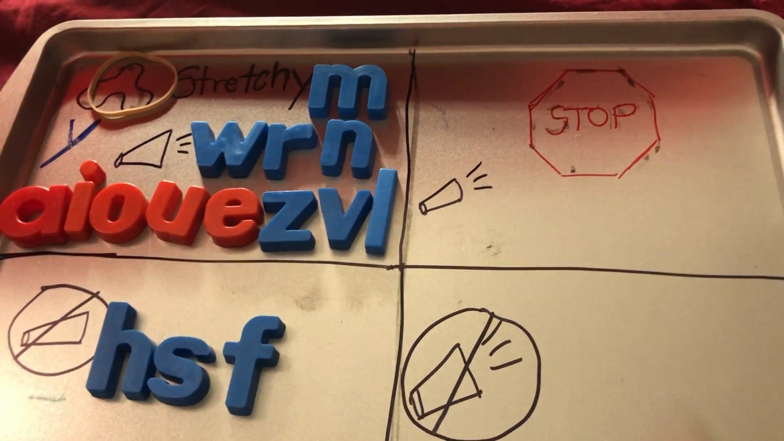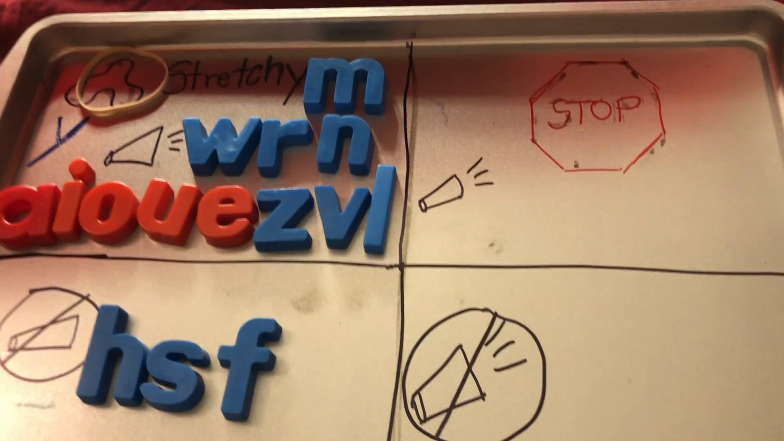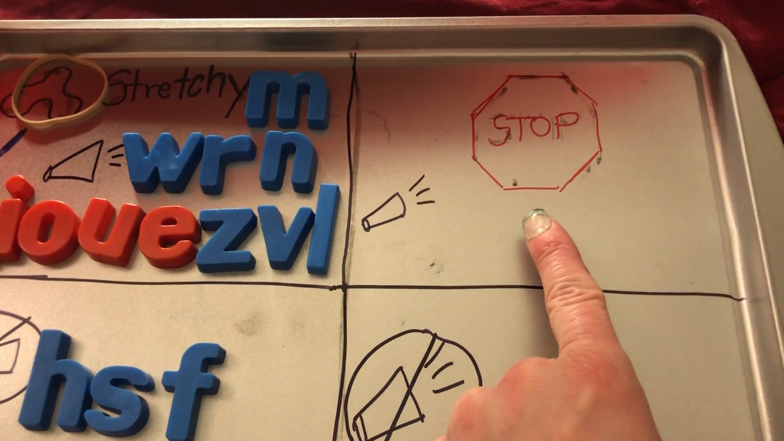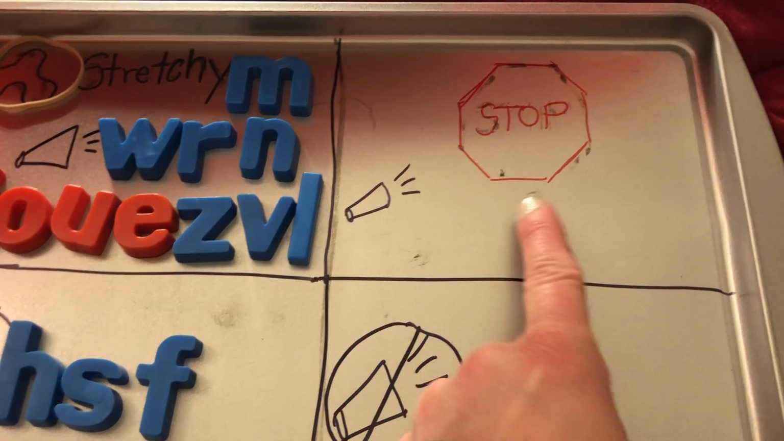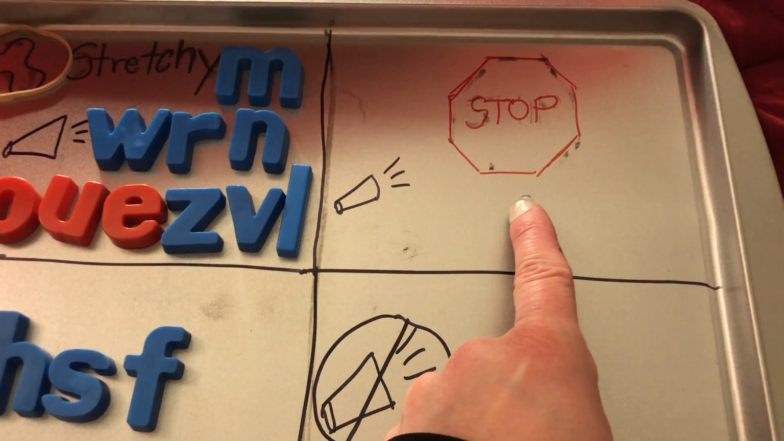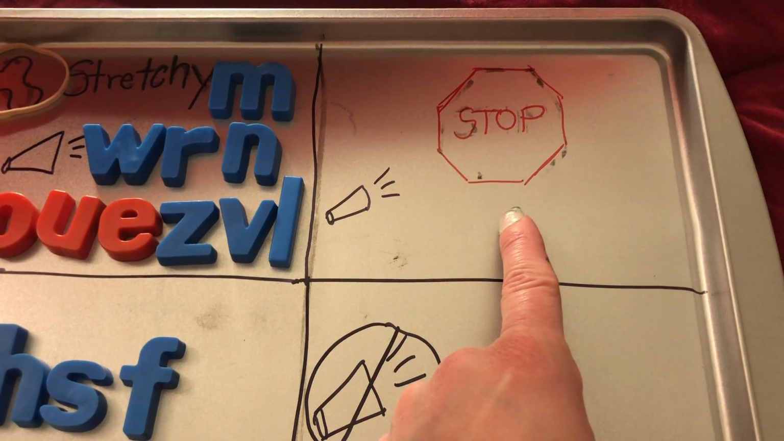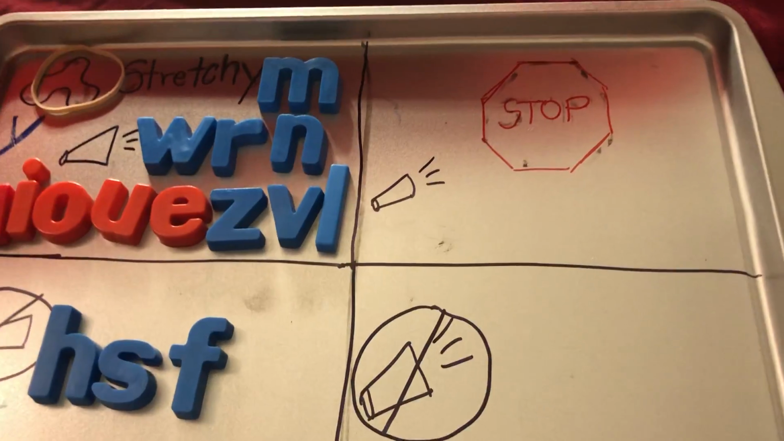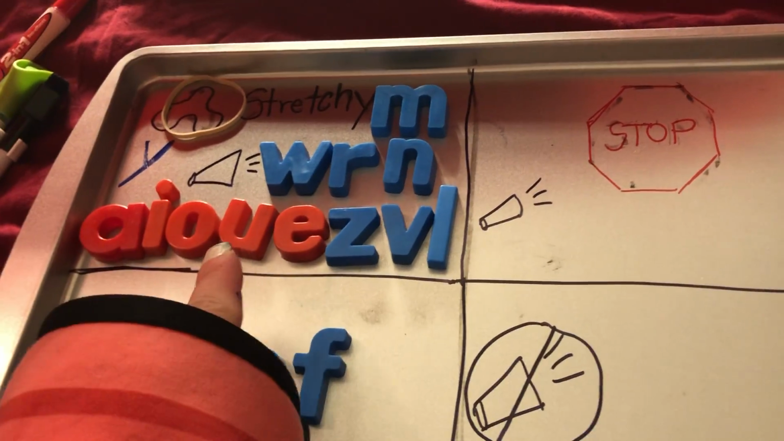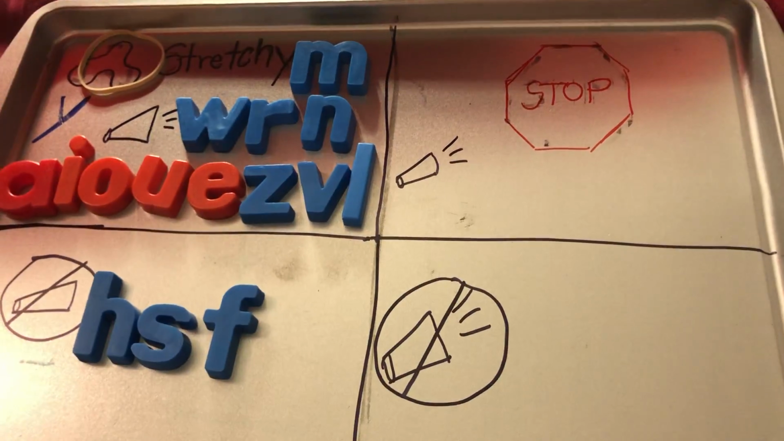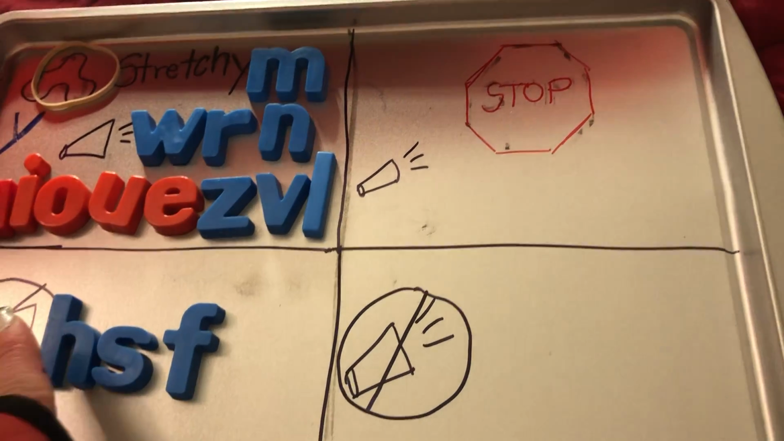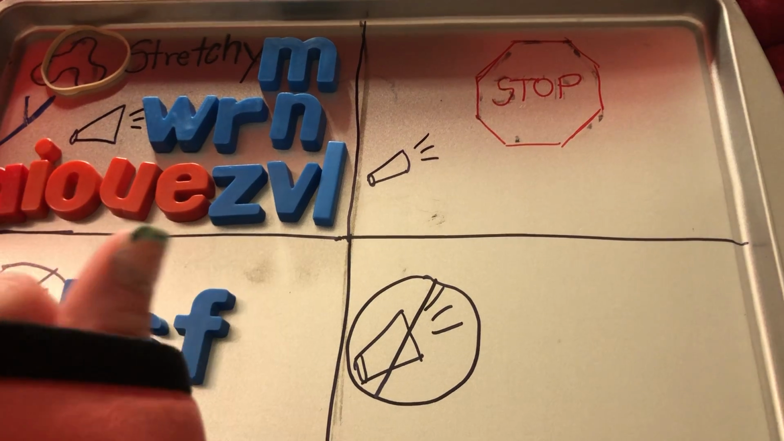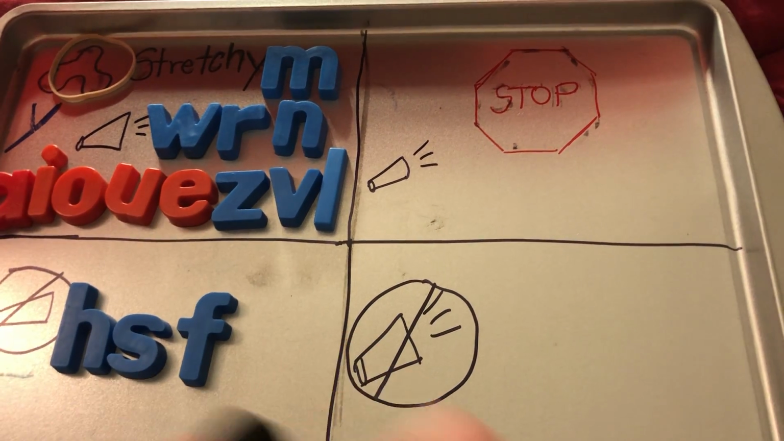Okay. And now we are ready to move on to the stoppers. The difference between a stretchy and a stopper is that stopper sounds cannot be stretched out. We cannot continue or hold on to these sounds for very long because if we do, the sound is going to change. Okay, there are no vowels that are stoppers, only the consonants. Most of my consonant magnet letters are blue, but there's one I think that might be red by mistake.